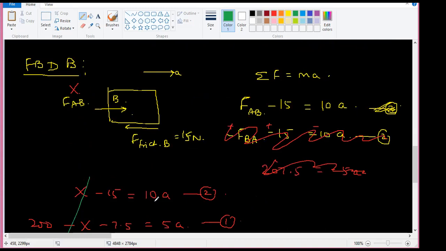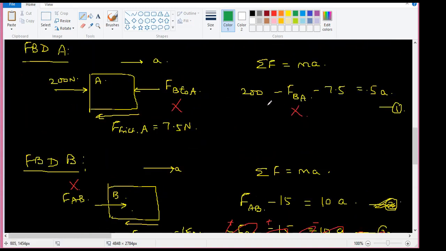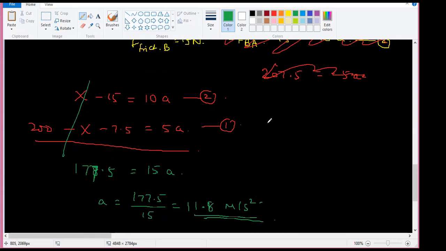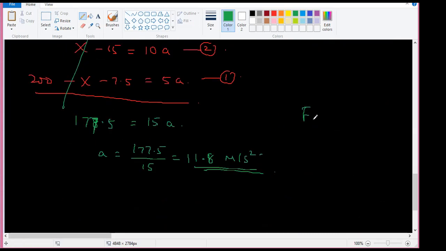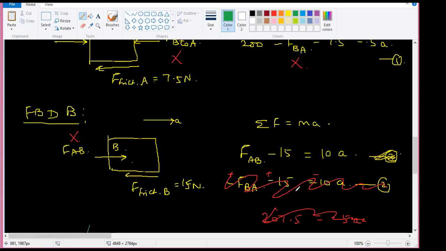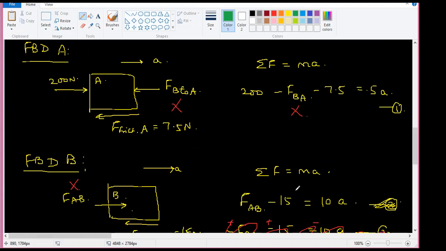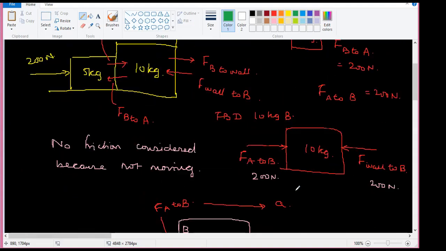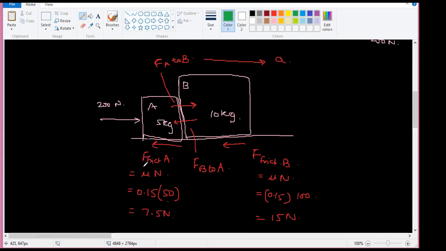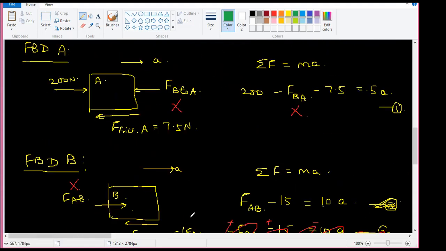That's the acceleration. If I substitute in this equation, I'll get the force. So force, you calculate it yourself. Okay. So F_BA or F_AB. I think you should be getting something around 133.3 Newton. I'll double check it. Any questions? Any doubts? So the important thing to note here is when it is not moving, no friction. When it starts moving, the friction should also be considered.